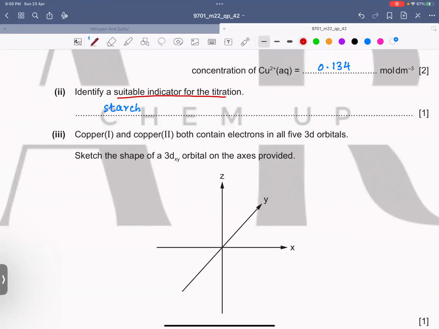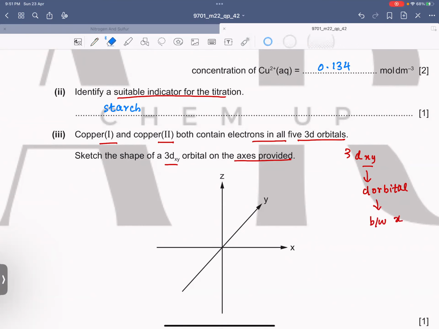Okay, now next part. Copper 1 and copper 2 both contain electrons in all 5 3d orbitals. Sketch a shape of dxy orbitals on the axis provided. So if they have given you dxy, it means that the orientation or position of the d orbital must be between the x and y axis. Okay, it must be between x and y axis. So it could be drawn like this. Okay, we have to show these 4 lobes between these 2 axes because they have written xy.